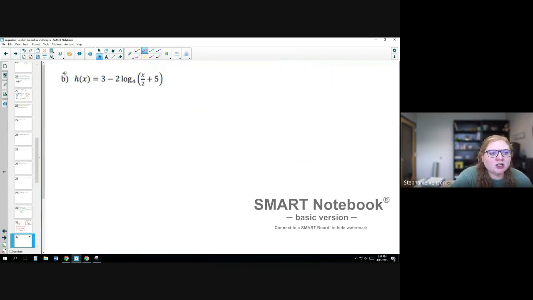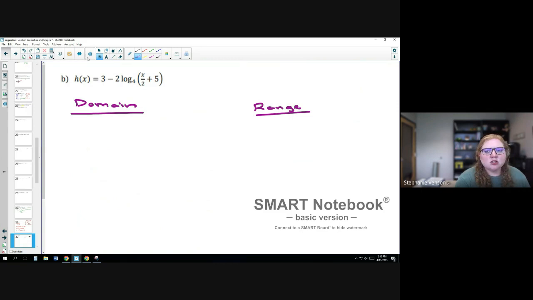So let's take a look at another one. This logarithmic function looks much more complicated than the one given to us in part A. This one says h of x is equal to 3 minus 2 log base 4 of x over 2 plus 5. Now I gave you such a complicated one on purpose. Remember, all we are asked to do here is find the domain. That's our first thing to find. And then we are asked to find the range.